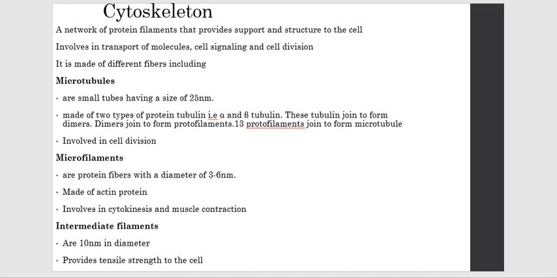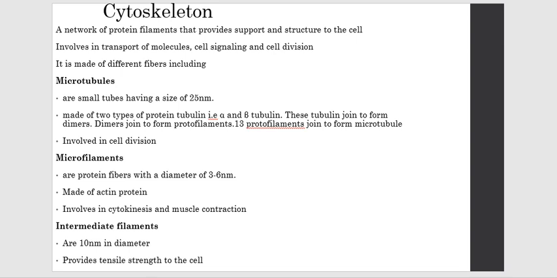Cytoskeleton. The cytoskeleton is a network of protein filaments that provides support and structure to the cell. It is involved in the transport of molecules, cell signaling and cell division. It is made up of fibers including microtubules, microfilaments and intermediate filaments.